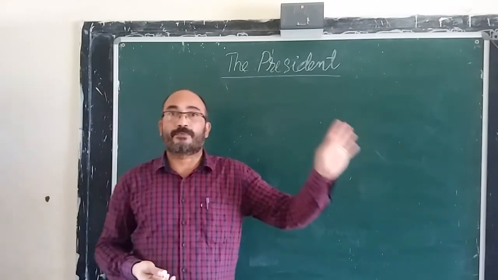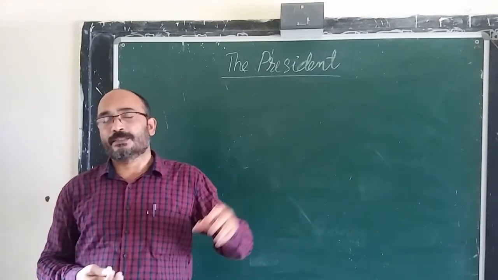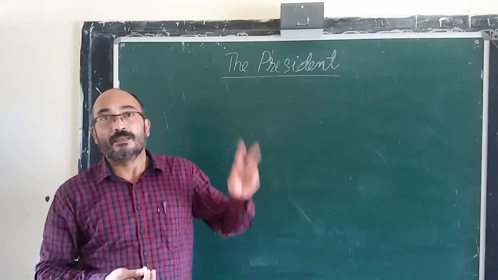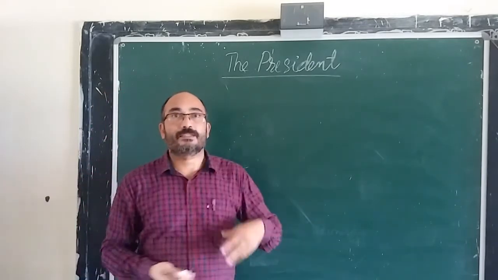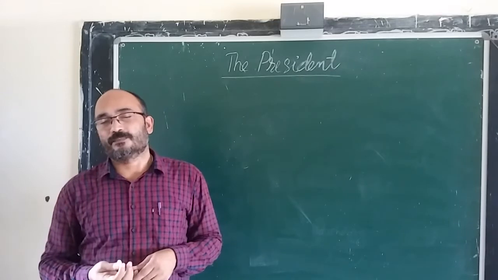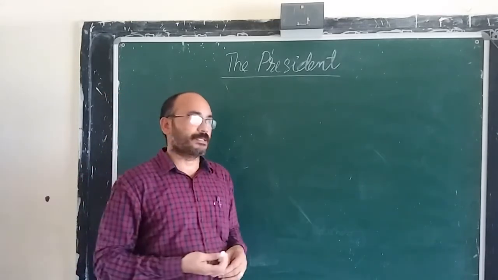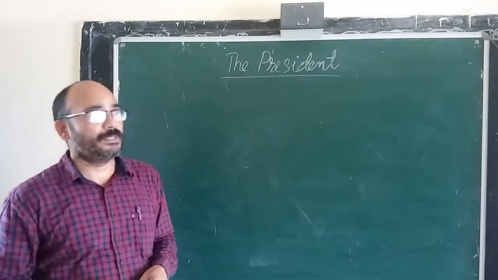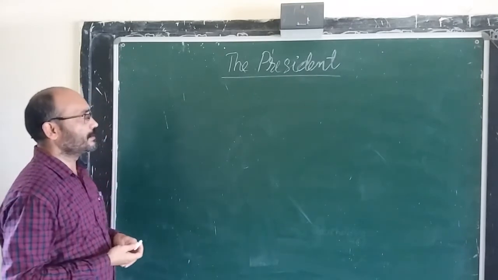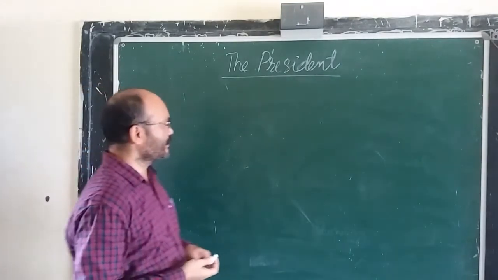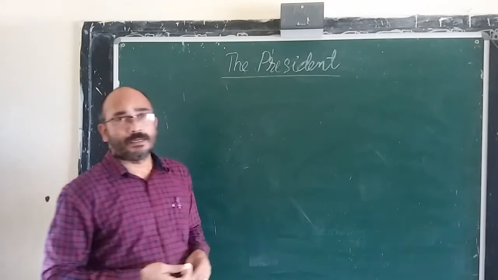Then the second preference votes are counted. And when the second preference votes are counted, one of these 2 candidates will get a clear majority, and that candidate will be declared as the elected President. Okay, that's about the presidential election.